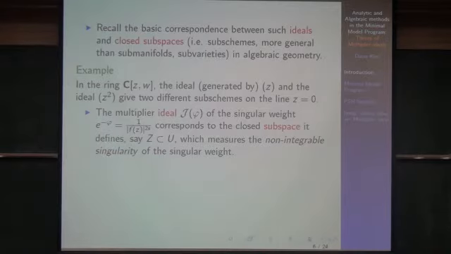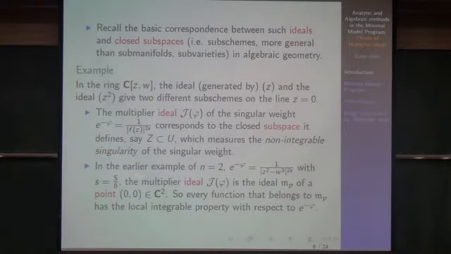And so we had just defined this multiplier ideal, and what it does is that it measures the amount of non-integral singularity of the singular weight. So when the weight is integrable, then you will have the empty set in the place of Z. Okay, so it's basically measuring the amount of non-integrable singularity.